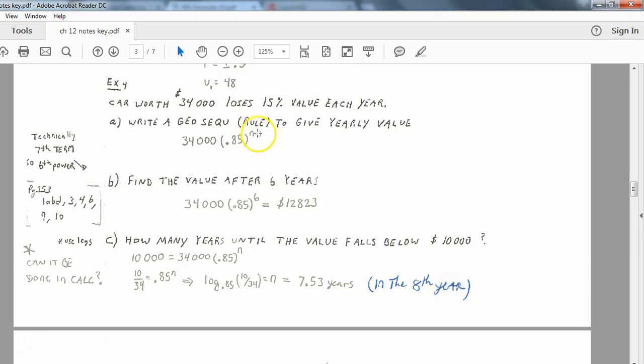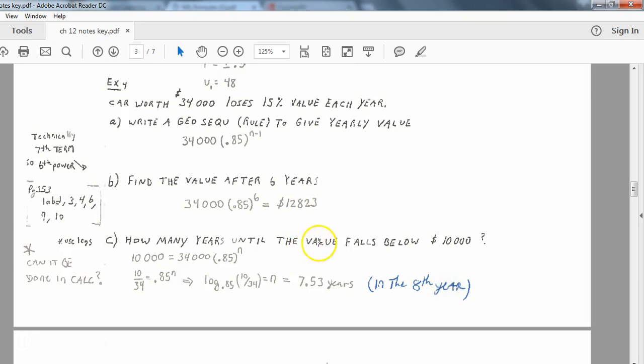Again, the other way to view that in terms of the minus 1 is to say, well, after 6 years, I am now in the start of the 7th year. And so if I am at the start of the 7th year, I would do 7 minus 1 to figure out my exponent. So here's its value after 6 years, or at the start of the 7th year.